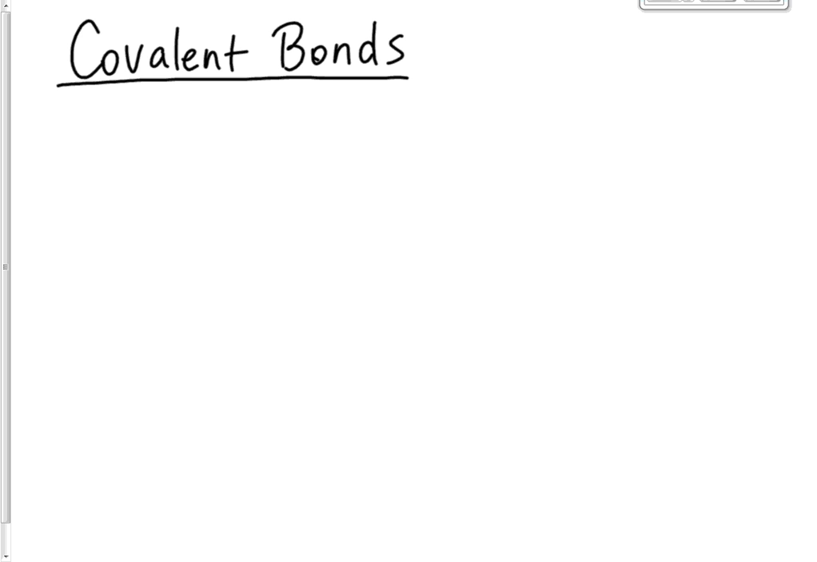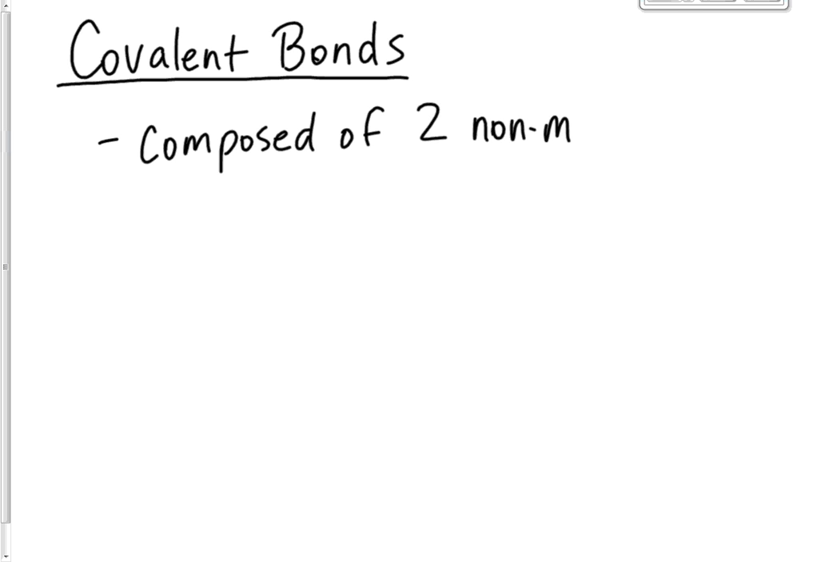Okay, we're going to talk about covalent bonds. We just finished up ionic bonds, so we're going to talk about covalent bonds. So first thing you have to know about covalent bonds is it is composed of two nonmetals. Whereas ionic bonds were composed of a metal and a nonmetal, a positive and a negative. These are going to be composed of two negative ions.